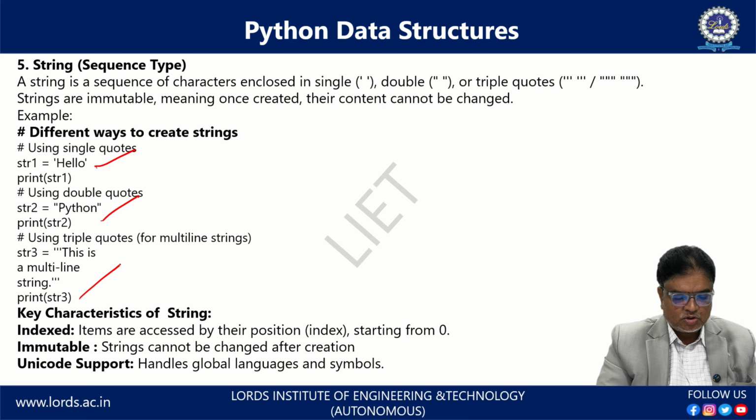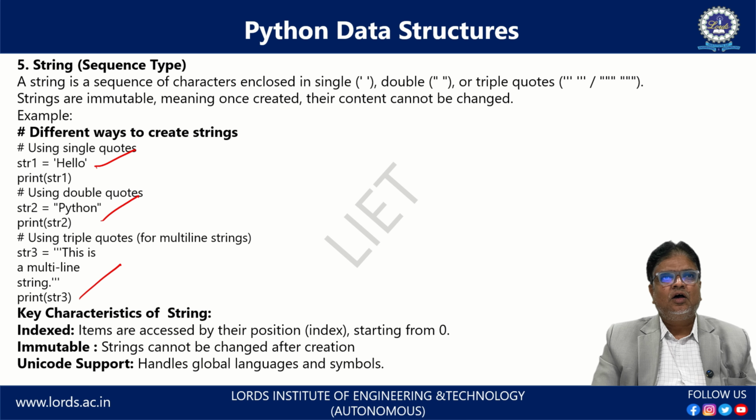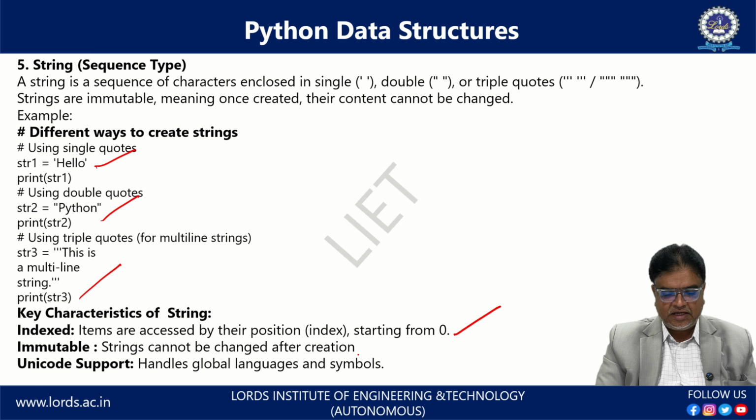So this is how we can create different types of strings. We will also see this practically; I will implement these examples. Then the key characteristics of the string. Indexed: items are accessed by their position starting from 0. Immutable: strings cannot be changed after creation. Unicode support: handles global languages and symbols.